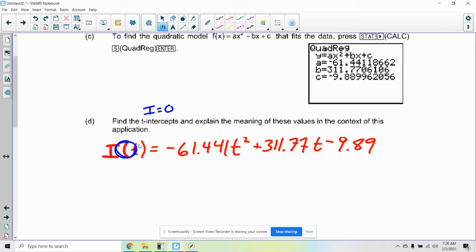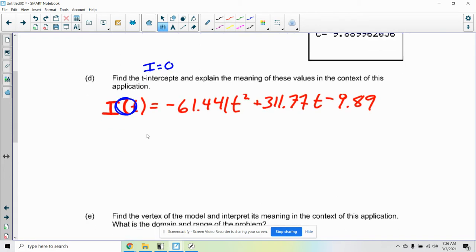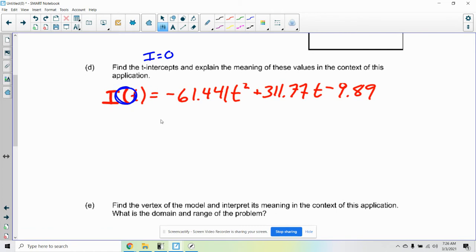So I can use, well, this isn't going to factor. The numbers aren't nice enough. So I have to use the quadratic formula. So what I'm going to do is I'm going to write it out, and then I'll put it in the calculator just to save a little bit of time. So this is going to be t equals negative b, negative 311.77 plus or minus the square root of b squared.